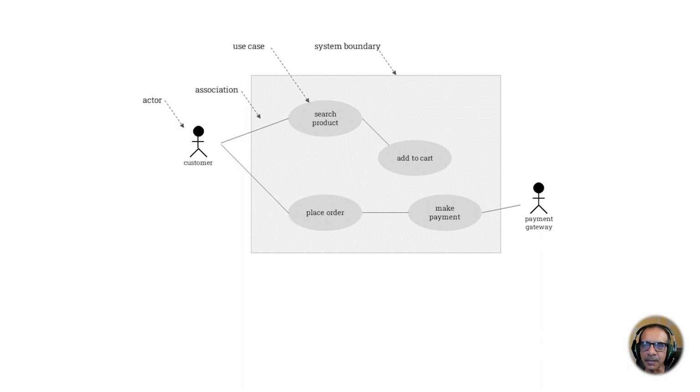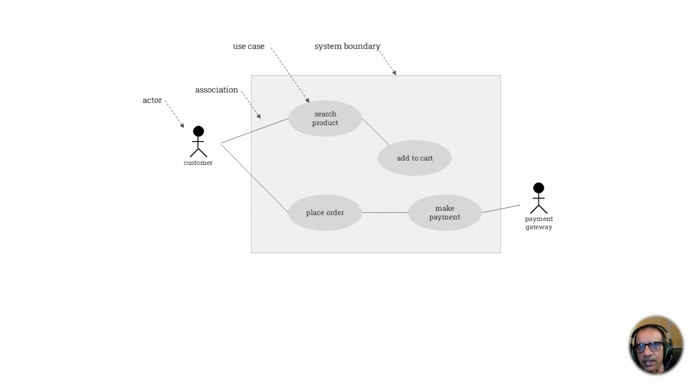So this is a typical use case diagram. On both sides of the diagram, there are actors. As you can see, the left side actor is a human being, and the right side actor is a third party payment gateway, not a human. The oval shapes are what we call different use cases. These are the ones the actors have relationships or associations with.